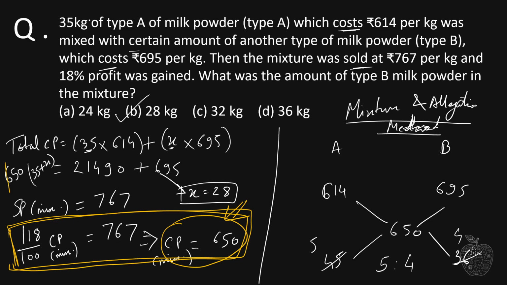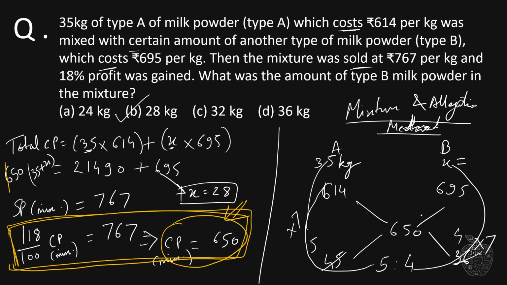But we already know that this type A milk powder is 35 kg. So how much will this be? Let's assume this is X. If these are mixed in a 5:4 ratio, and 5 into 7 is 35, that means we have to multiply 4 by 7 in order to get this. So 7 into 4 is 28. See, we got the same answer, right? So option B here is the correct one.